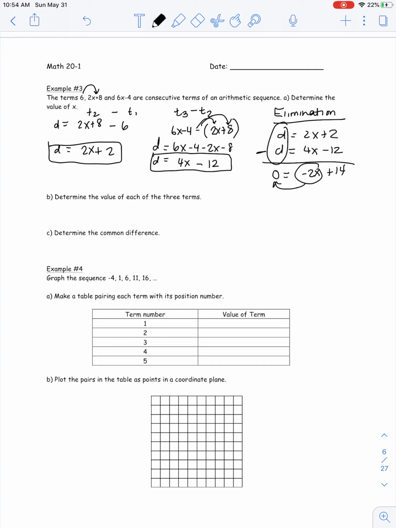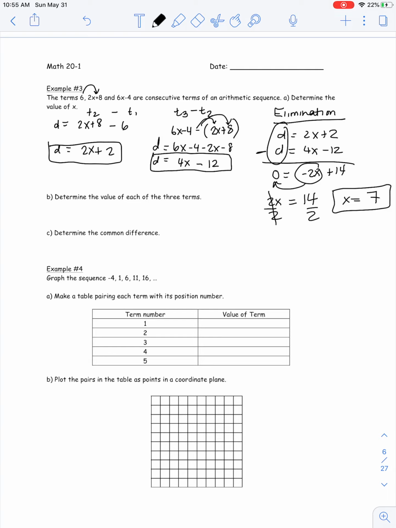Now we're going to bring this to the other side so that we can solve for x, which means that 2x equals 14, and then we can divide by 2 on each side to get that x is equal to 7. So we just found what our value of x was.